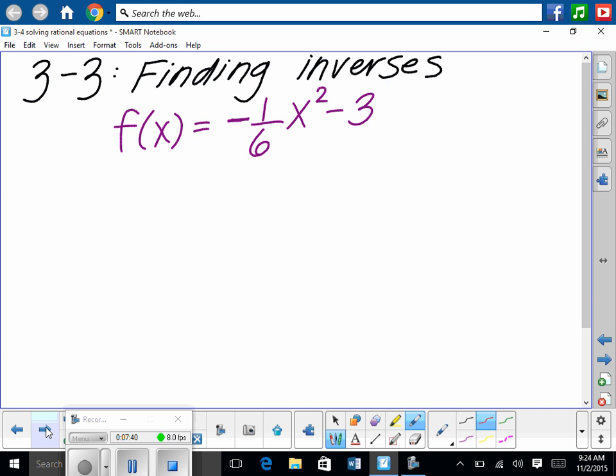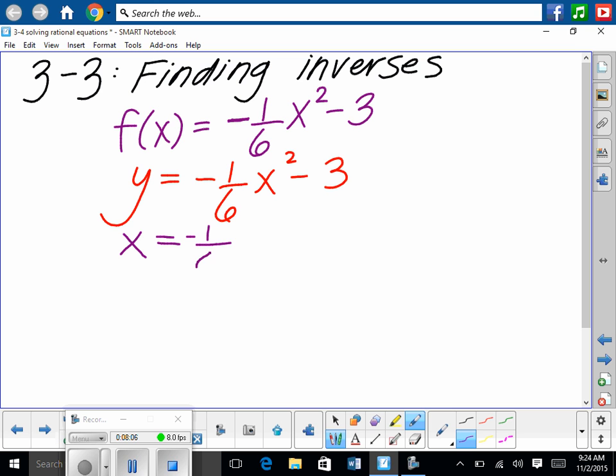All right. Finding inverses. This is what we learned in 3-3, and then we'll get to what we're learning today. So finding inverses, in 3-3 we learned that we're given a function. The first thing we'll do is rewrite it. Instead of f of x, y is the same thing. y equals negative 1/6 x squared minus 3. Somebody tell me, what's the first step in finding an inverse? Good, change the x to y and y to x. x is equal to negative 1/6 y squared minus 3. And then from there, we just solve for y piece by piece.